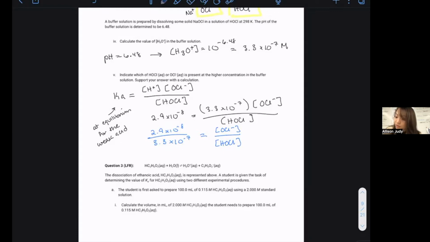So what that tells you is that according to our K equilibrium for the acid of the buffer solution, we see that the conjugate species OCl minus is in lower concentration than the original acid protonated species, according to our Ka equilibrium constant expression manipulations. That was a really long turn.